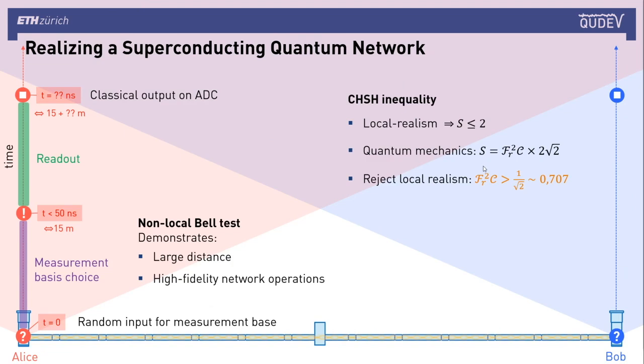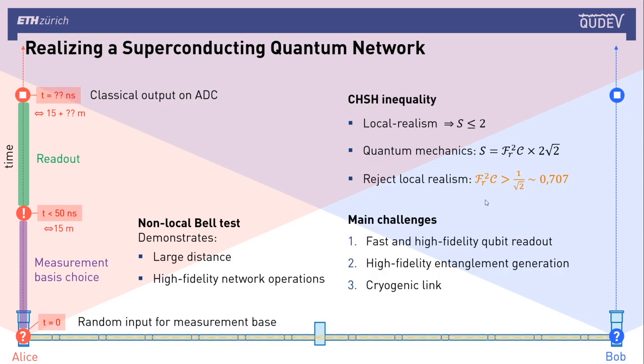Our experiment, therefore, faces three main challenges: obtaining high-fidelity single-shot qubit readout in short times, generating highly entangled states between remote superconducting qubits, and developing a cryogenic link bridging tens of meter distances. And in this talk, I'll present how we tackle these challenges, first individually and then in a single architecture.